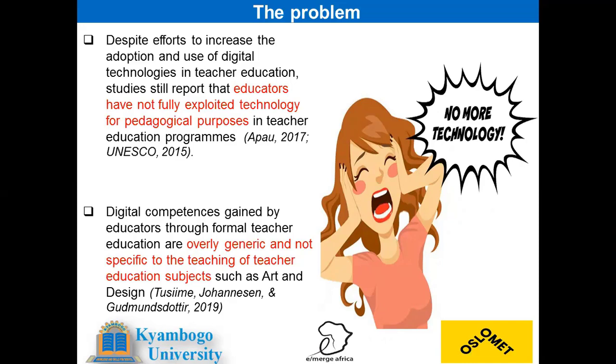One of which is that educators have not fully exploited technology for educational purposes. This is not only in Uganda per se, but we also see many studies in developing countries like Ghana, Kenya and Tanzania report this, and also in the developed world, so to speak. There are still concerns about teachers failing to fully integrate technology for teaching purposes.